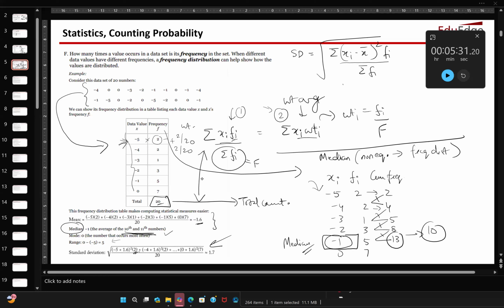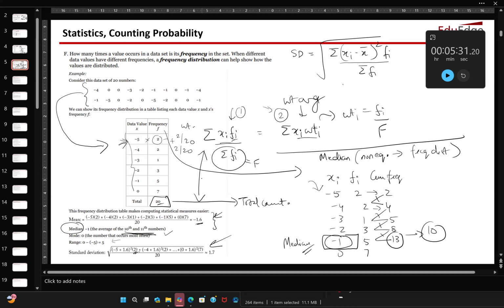2.5 is the average. No, I didn't understand the standard deviation part. The average of x, right? From 0, -1, -2, -3, -4, -5. So if I add it all up and divide by 6, it's 2.5, no? Average is minus 1.6. It's calculated here. Oh, okay, frequency.